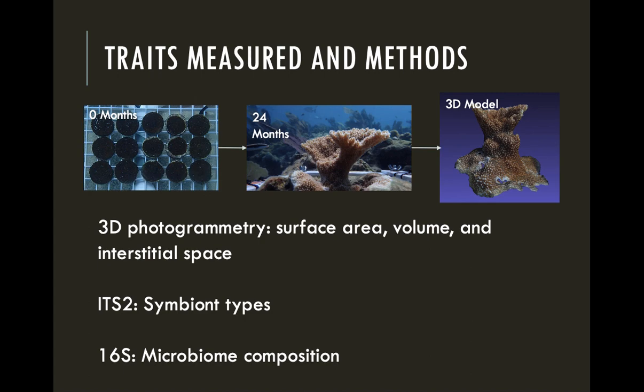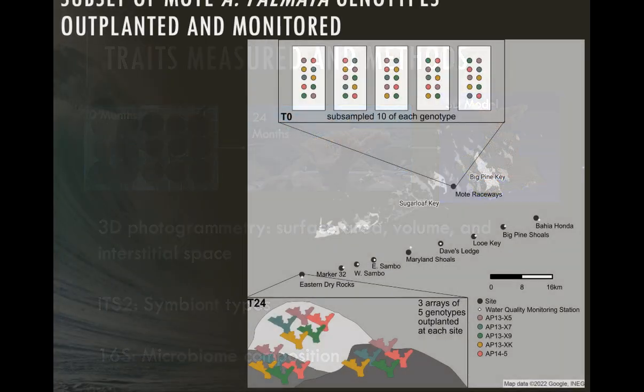And then we did the classic ITS2 types, amplicon sequencing, and then amplicon sequencing for the 16S, which is a marker to look at bacterial community diversity. We did this in the context of a pretty big transplant experiment facilitated by a collaboration with Mote Marine Lab.